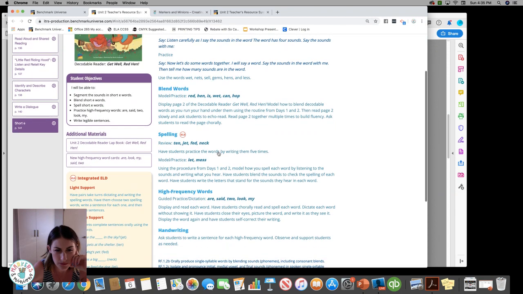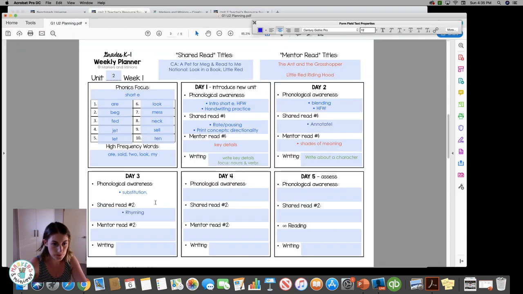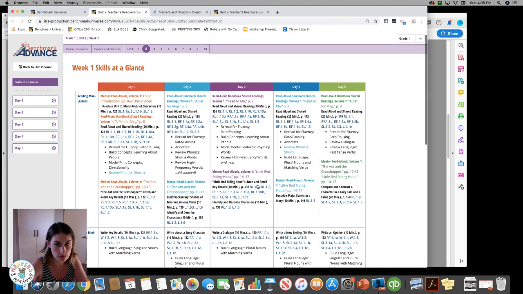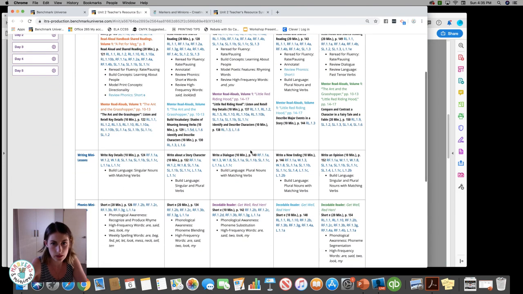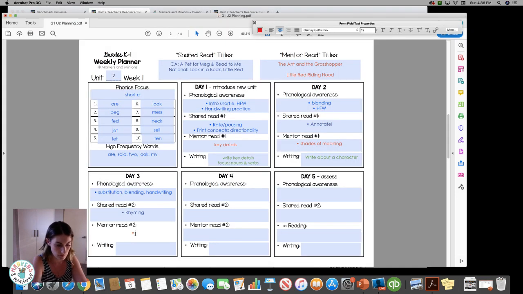Segmentation, blending. There's that handwriting practice again. Maybe, that's ambitious. Okay. And then my mentor read. We've got the key details and describe characters. I'm going to do just describe characters, since we already did that first key details lesson on day 1.